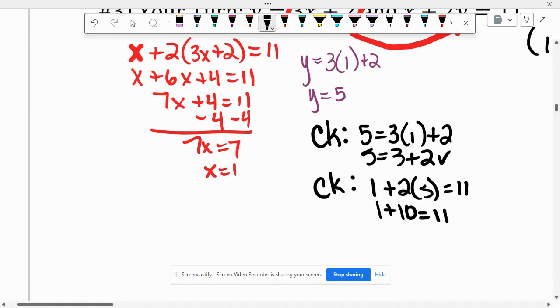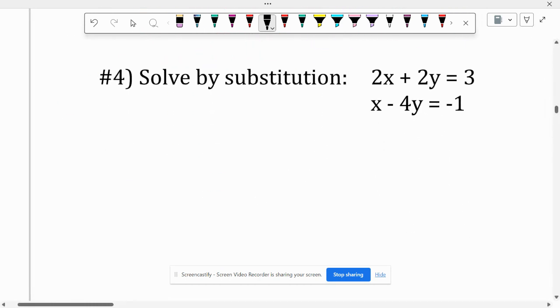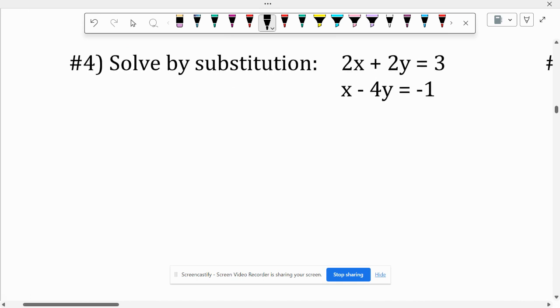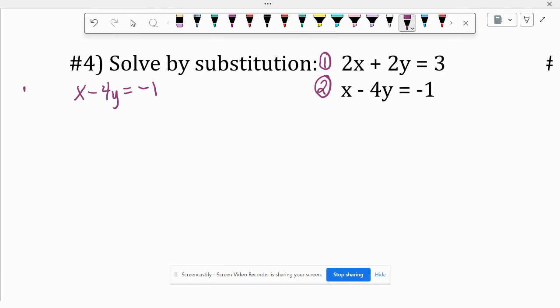Number 4. Solve by substitution. When I look at number 4, which one is going to be easier to get, x by itself or y by itself? Equation number 2. I'm going to take x minus 4y equals -1, and I'm going to solve for x.